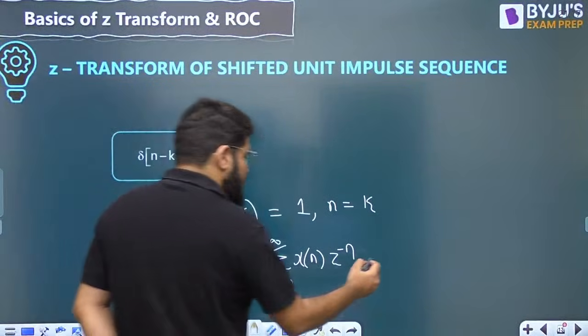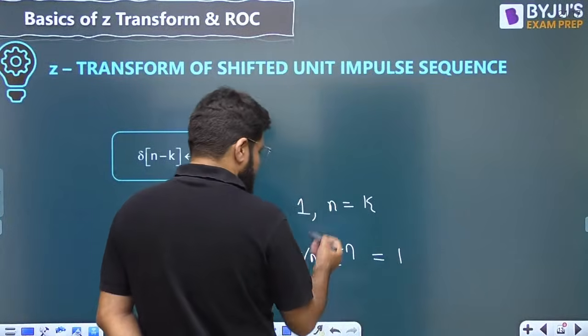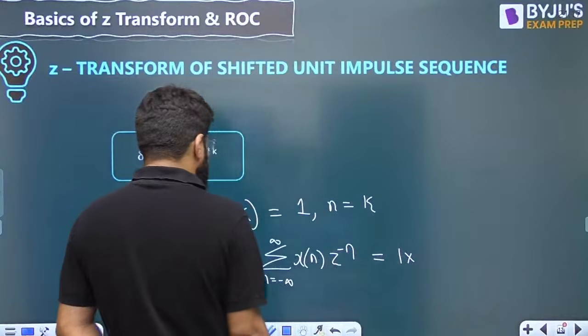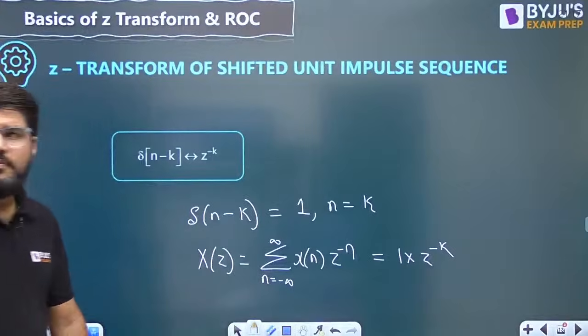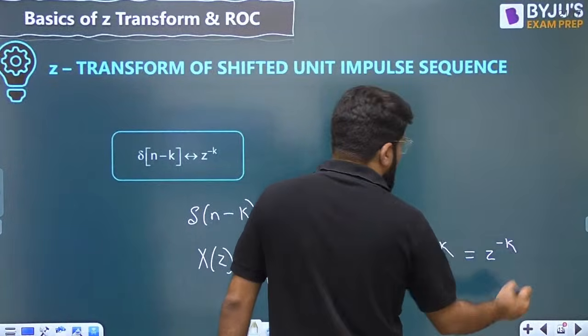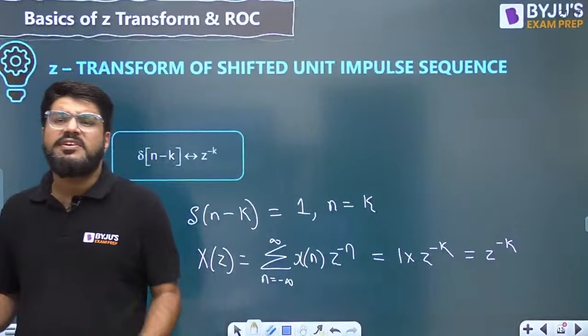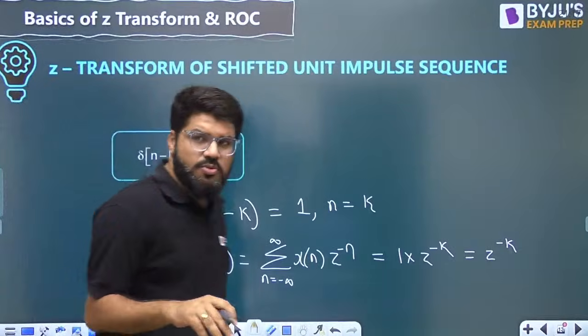To directly take n equal to k, at n equal to k, delta[n minus k] is equal to 1, multiplied by z power minus k. So the answer is eventually z power minus k, which can also be studied as the time shift property, which we are going to discuss tomorrow. All properties we will discuss tomorrow.